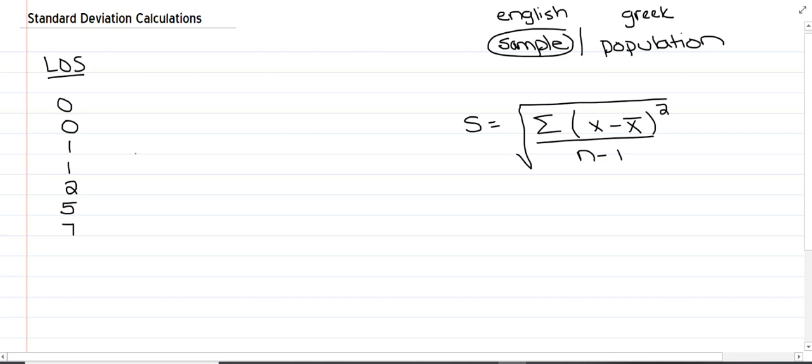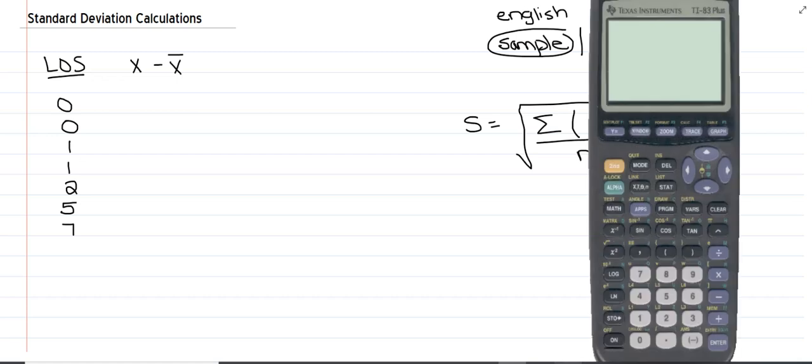Okay, so to do that, what we want to do is we're going to create columns. That's going to be the easiest way to do this by hand. So we have our length of stay. What we want to do next is we want to do x minus x bar. Now, x is going to be this data right here. X bar is going to be the mean. So we do want to go ahead and calculate that mean real quick.